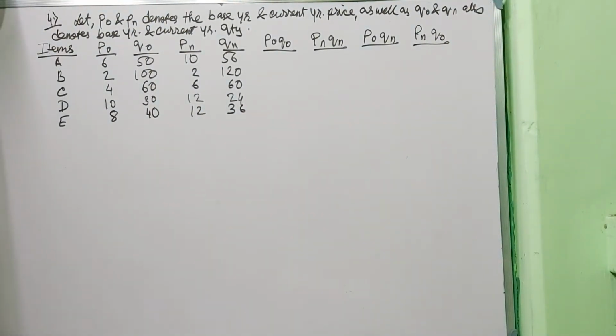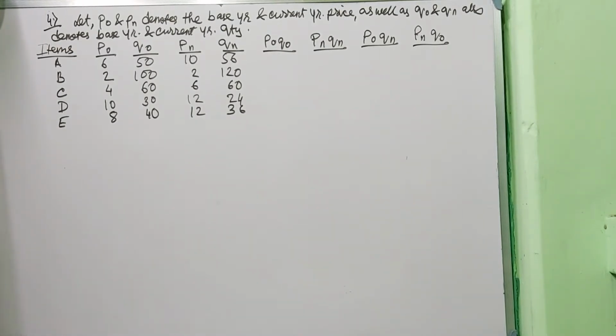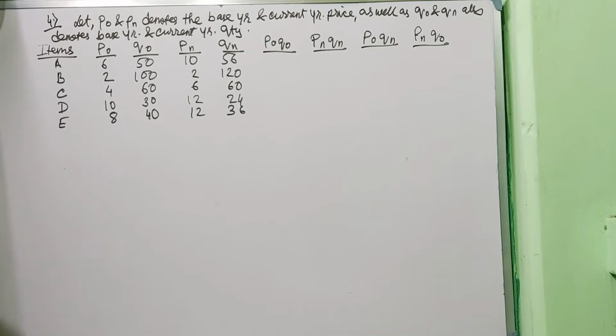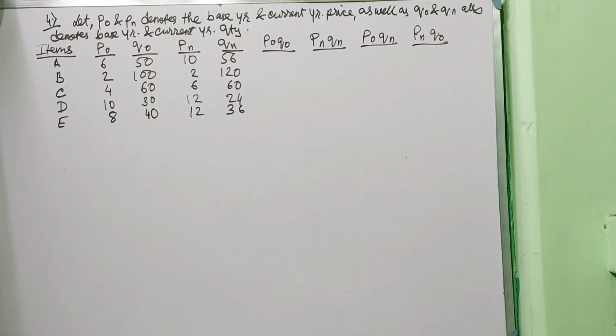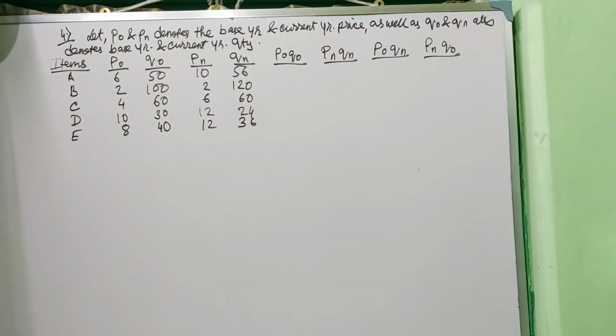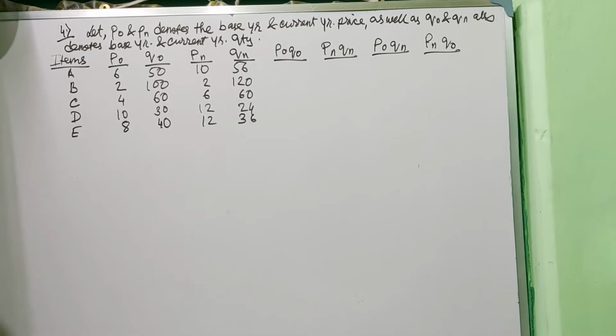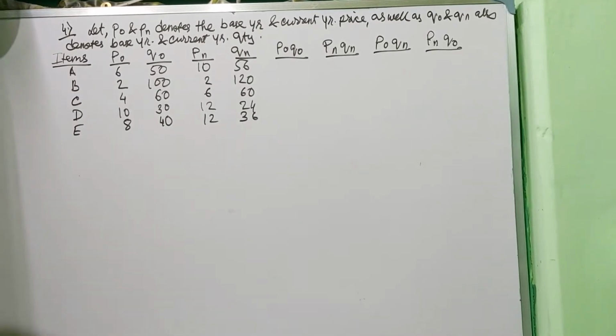Just like that, you have to first find the totals individually, then we can use the formulas of time reversal and factor reversal. Obviously we will omit the factor 100, as we discussed in my previous class, for the time and factor reversal tests.